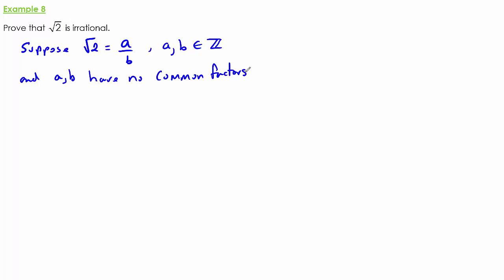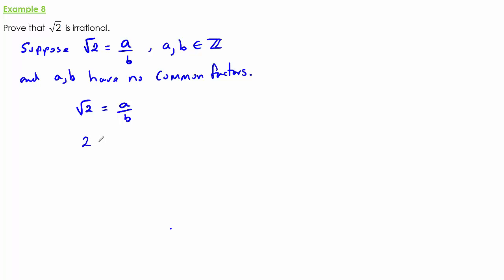In other words, what we've done here is we've made sure that a and b are integers, which they need to be if it's going to be an actual fraction. Remember, you're not supposed to have decimals or other fractions on top and bottom of fractions. And saying they've got no common factors means I've cancelled that fraction down. Okay, so let's start with root 2 is a over b.